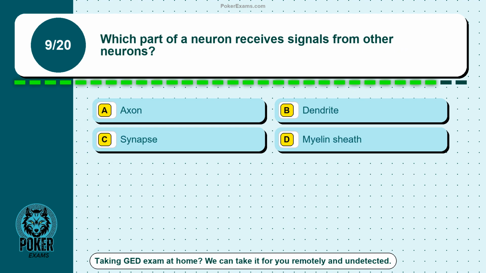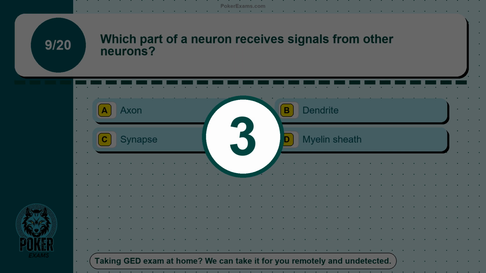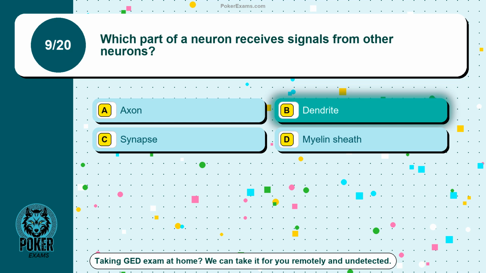Question 9. Which part of a neuron receives signals from other neurons? Option A, axon. Option B, dendrite. Option C, synapse. Option D, myelin sheath. The correct answer is option B, dendrite.